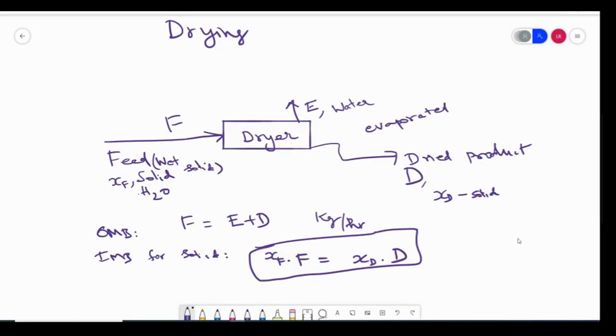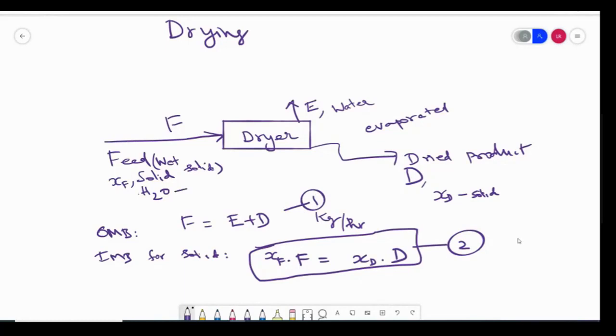What is the meaning here? Whatever is the amount of solid present in the feed will be present in the dried product, because there is no loss. We are not considering any loss of solids in the system. In the ideal case, whatever amount of solid is entering is leaving. So XF into F equal to XD into D is the individual material balance for dry solid. Here there is no loss along with the water or in any other form. That's why we have overall material balance 1 and individual material balance 2.